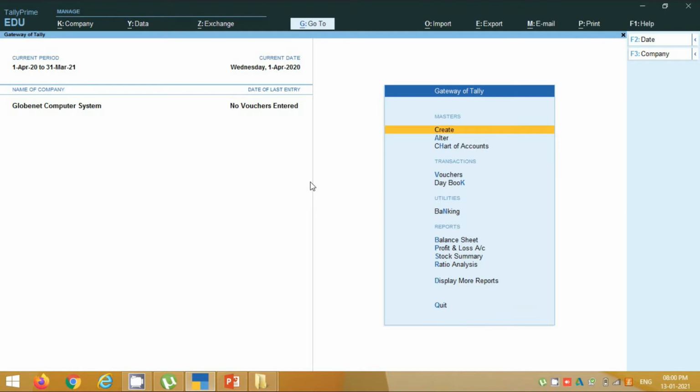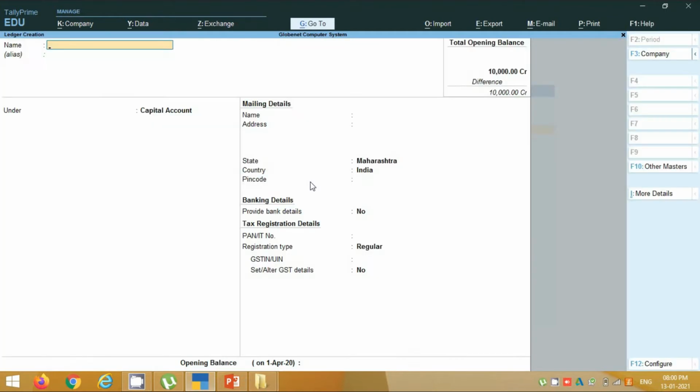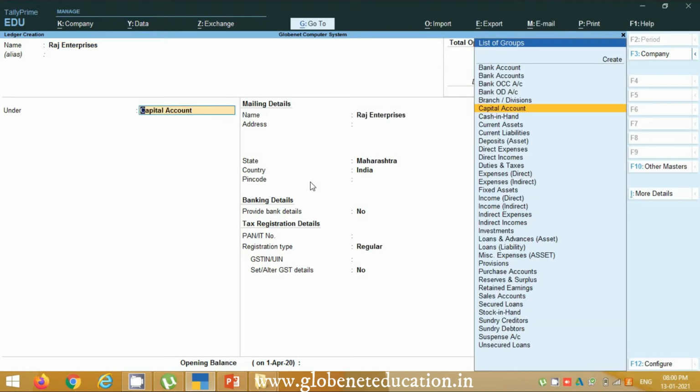In this video, we'll learn about Tally groups. So we'll go to create ledger. While creating a ledger account, suppose we are creating it as Raj Enterprises, it can come under sundry creditors or debtors. So we'll take it as sundry debtors, sundry creditors. The list that appears at the right hand side is the list of groups. We'll learn about this today, what groups are.